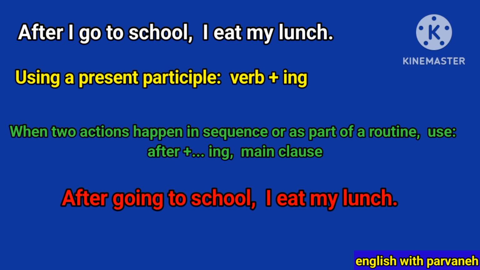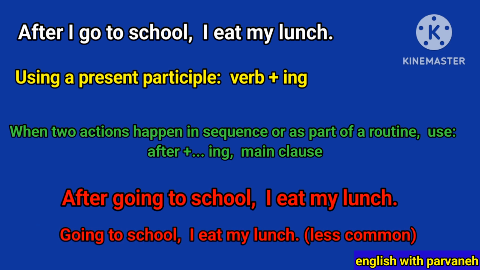So we do not need to keep both subjects I because we want to prevent repetition. Therefore, we omit the first I, we keep after, and then add ing to the verb. However, you can also delete after from this sentence and say going to school, I eat my lunch, but this is less common. It's not very common, but possible anyway in context.